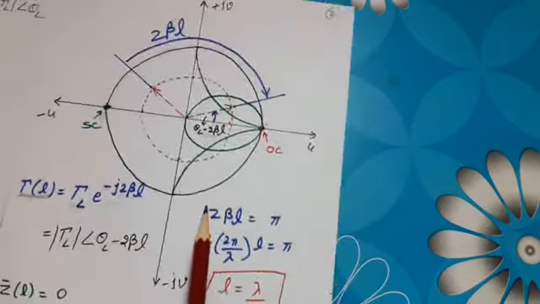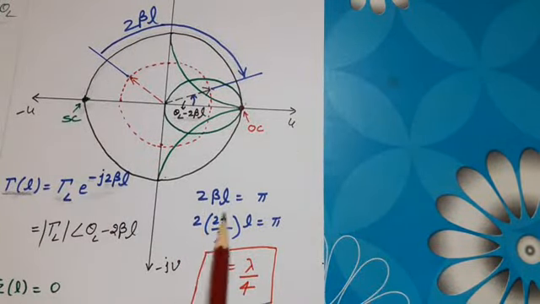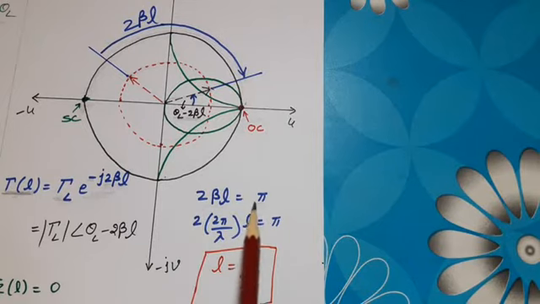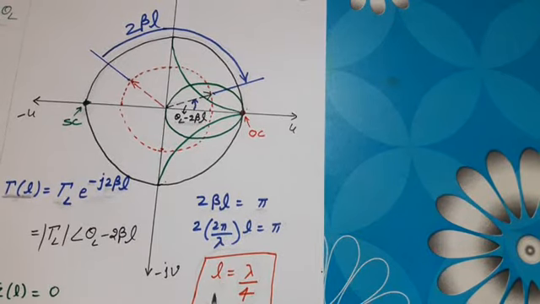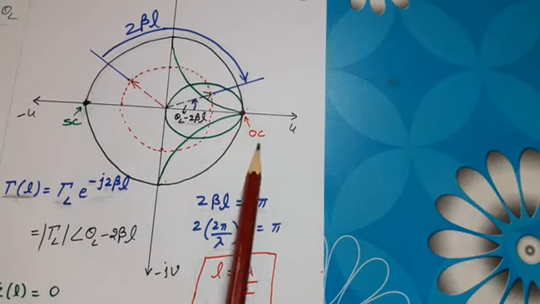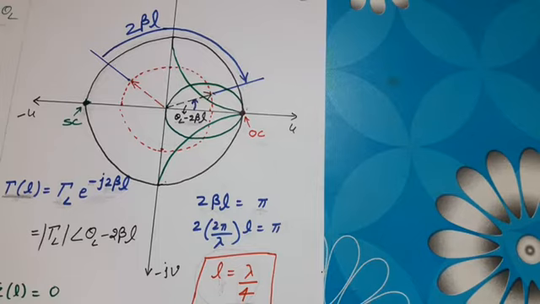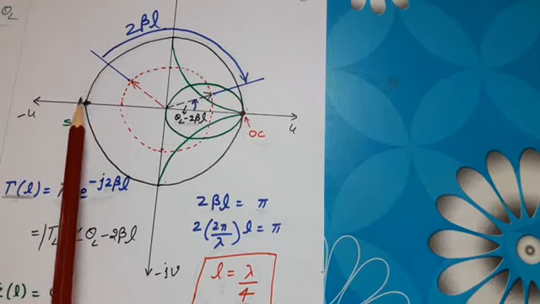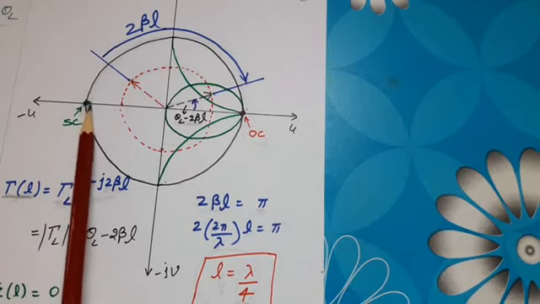For this, we can equate 2 beta l equal to 180 degrees. 180 degrees means pi. So 2 beta l is equal to pi. Beta can be replaced by 2 pi upon lambda. So pi and pi cancel out, and from here l is equal to lambda by 4. So according to this, we can say in a general way, a short circuit load converts into an open circuit load after a movement of lambda by 4 on the transmission line. Also, if the load is open circuit, then a movement of lambda by 4 converts it into a short circuit load. And this is very much true from our basic knowledge also.